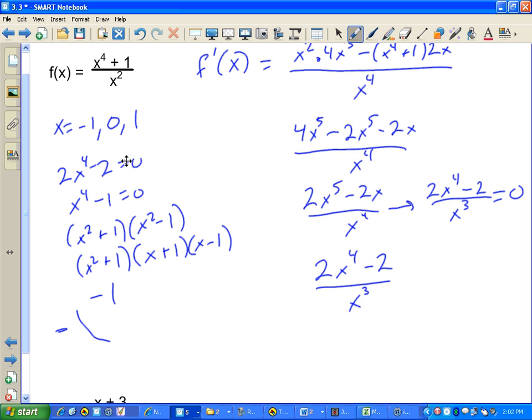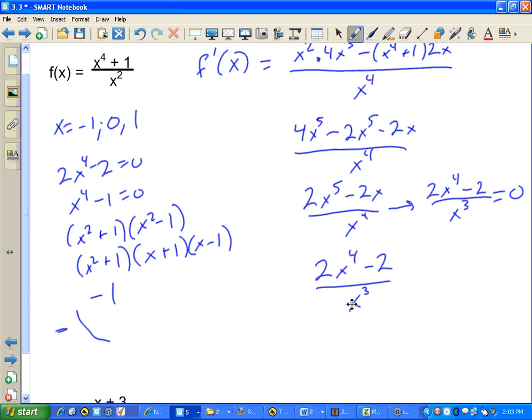If I try a number to the right, when I go right, I don't want to go up to 0 because I know that's another critical point. So I need a number that's in between there. So if we do -1/2, -1/2 to the fourth is going to be some positive decimal, positive 1/16. Times 2 is 1/8. Minus 2 is going to be a negative.